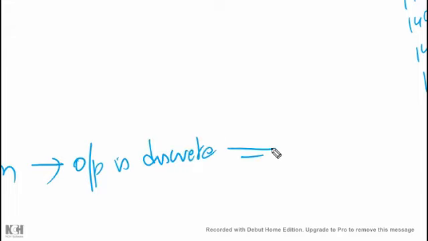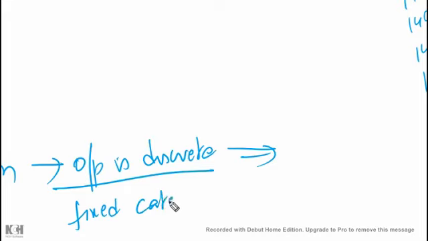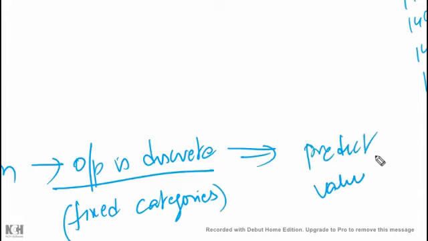But coming to classification, the output is discrete. Since the output is discrete, it has fixed categories. A discrete variable means a fixed number of categories, and the predicted value can be from these categories only. You can't predict as per your choice. They are not infinite values.